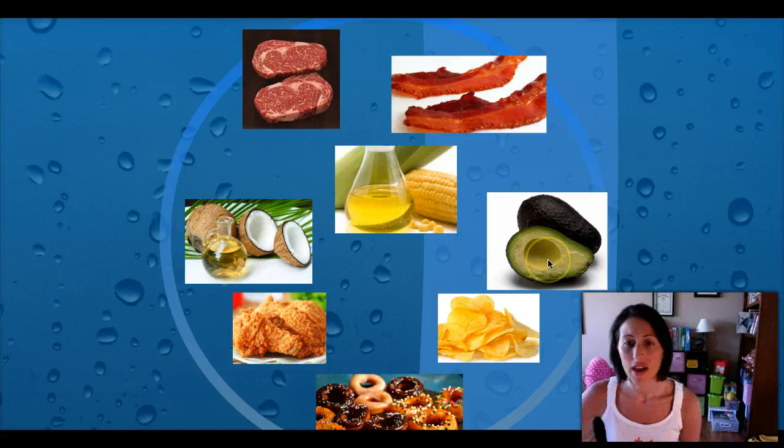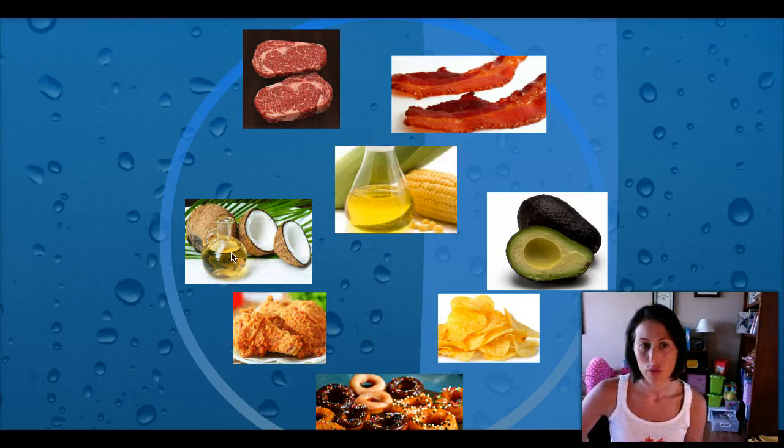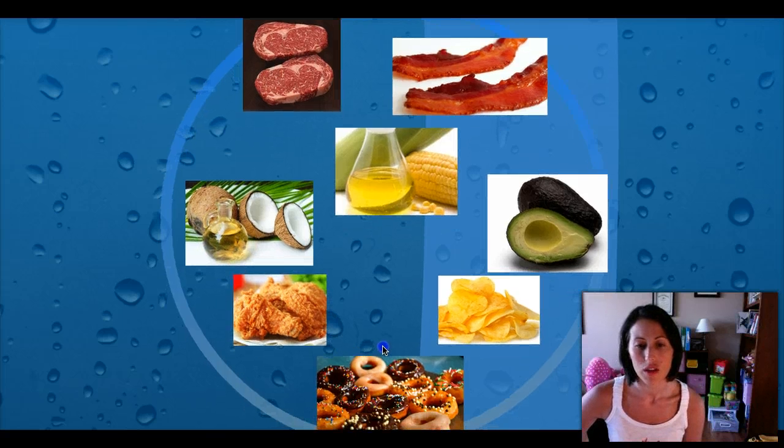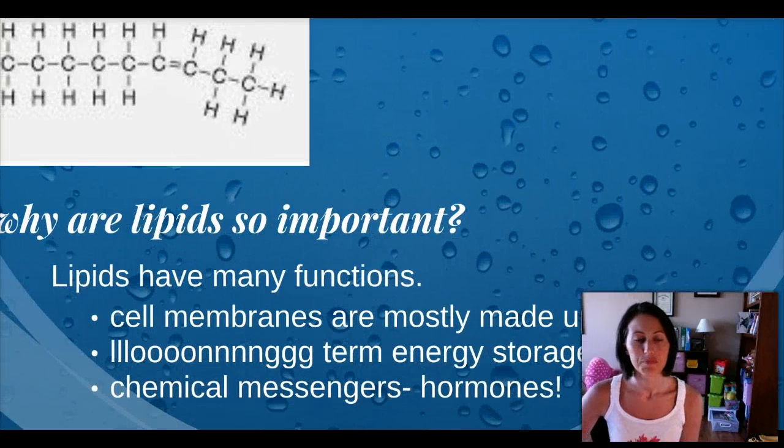Avocados actually have fat in them. Those are some of your more healthy fats. Fried foods like chips and fried chicken. Coconut oil, that's kind of like the new rage right now. Coconut oil is a fat, and then of course you have your sweets and stuff like the donuts and cakes and cookies and all that stuff that tastes really good. It's because of the fat.